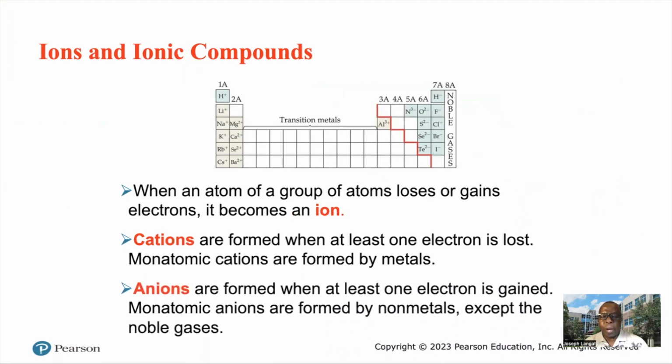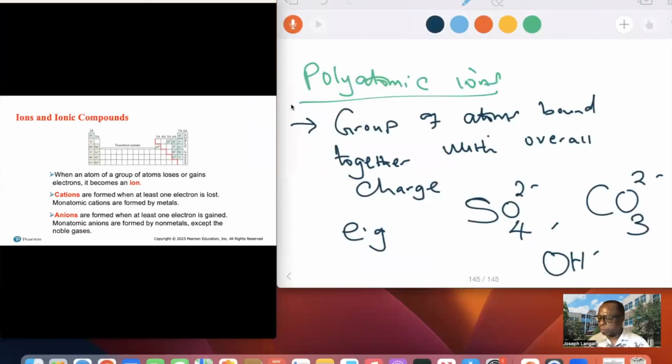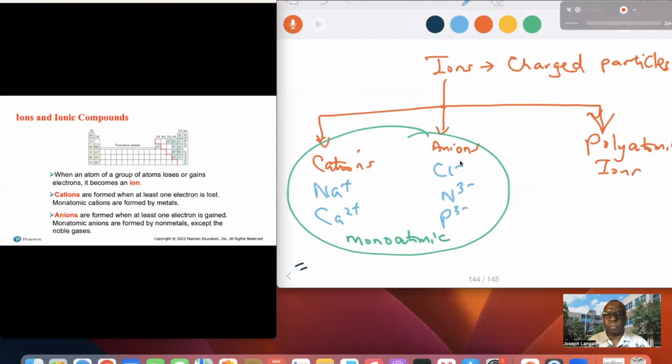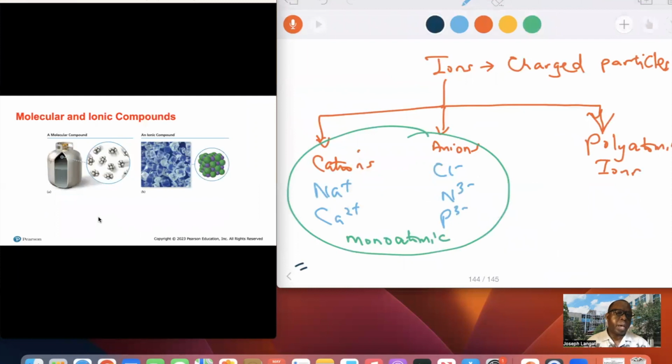Anions are formed when at least 1 electron is gained. Remember, electrons are negatively charged. So if 1 electron is gained, it's coming with its overall charge. We have monoatomic anions. When I say monoatomic here, that means it's only one atom. Monoatomic anion.